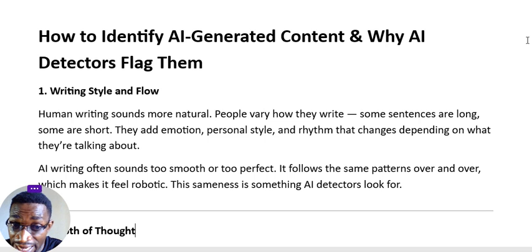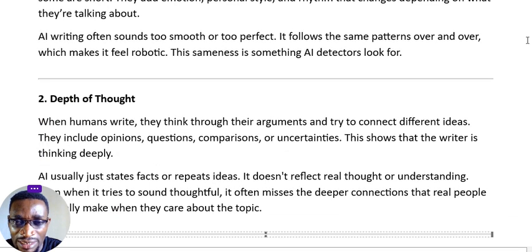But in this writing style, AI writing often sounds too smooth, too perfect. It follows the same pattern over and over again. This makes it look robotic. This sameness is something AI detectors like Turnitin are looking for. Even in the length of sentences, are you getting me? The length of sentences is almost similar. But for humans, it could be very short. It could be very long. It all depends. So the second one is depth of thought.